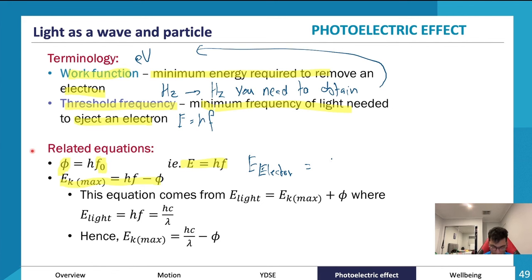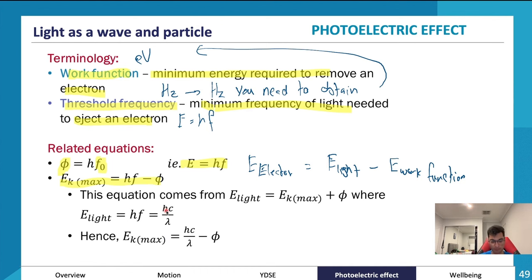Rewrite that. It comes from the fact that the electron's energy is the energy of the light minus the energy of the work function. Combining all of that, we get hf minus our work function is equal to the kinetic energy max.